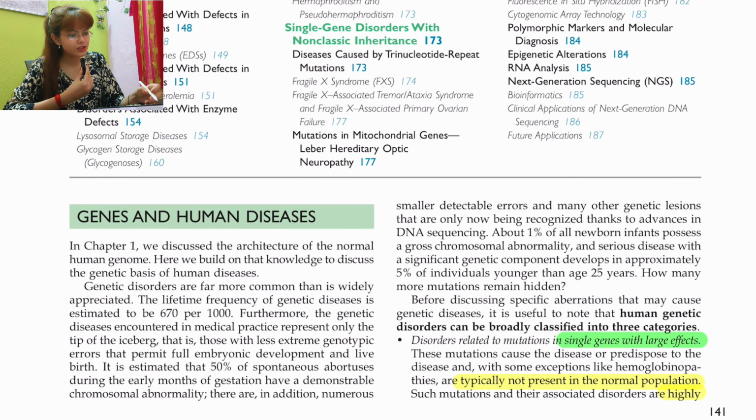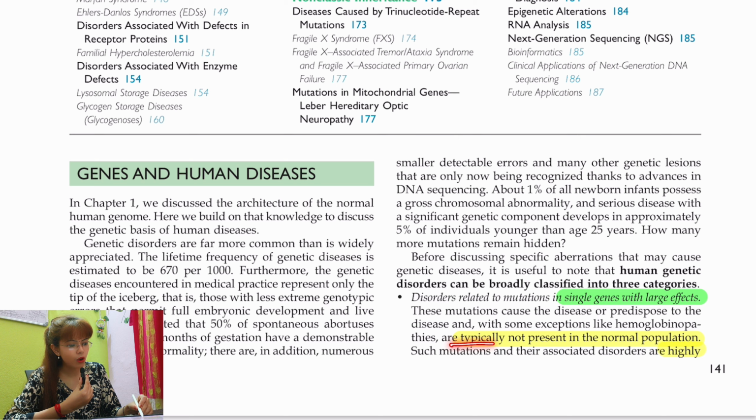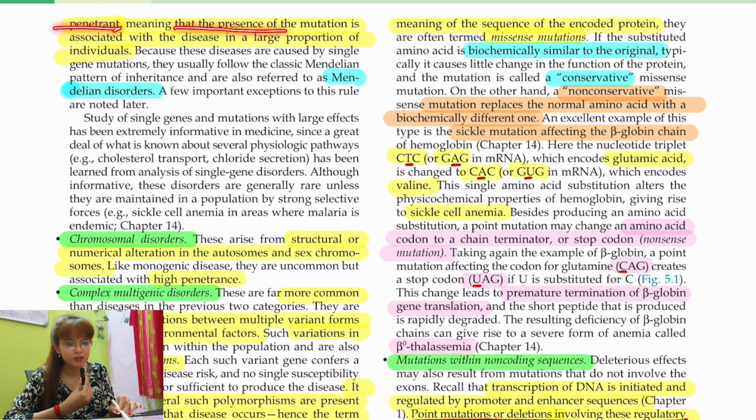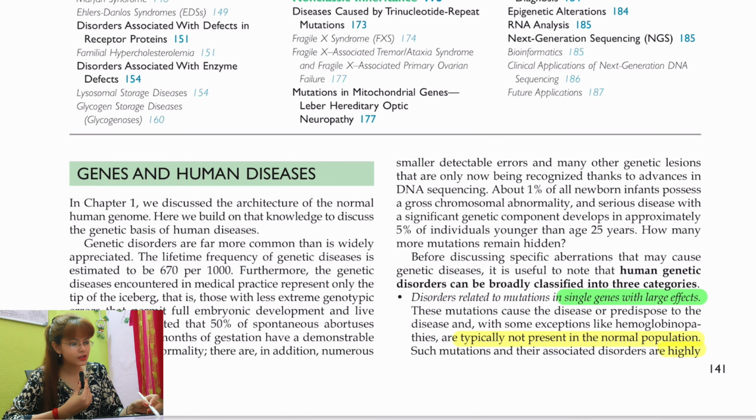Now coming to the single genes, you must know that these are typically not present in the normal population, and they are highly penetrant, meaning the presence of this mutation is associated with the disease in a large population of individuals. So what is the meaning of the word penetrant? Penetrant means that if this mutation is present, then it will be present in a large population of the individuals, meaning the disease will be prevalent in a large number of people. So these are basically the Mendelian disorders, and along with the Mendelian disorders, mind you, there will also be non-Mendelian disorders coming under these single gene defects. Okay, so this is number one.